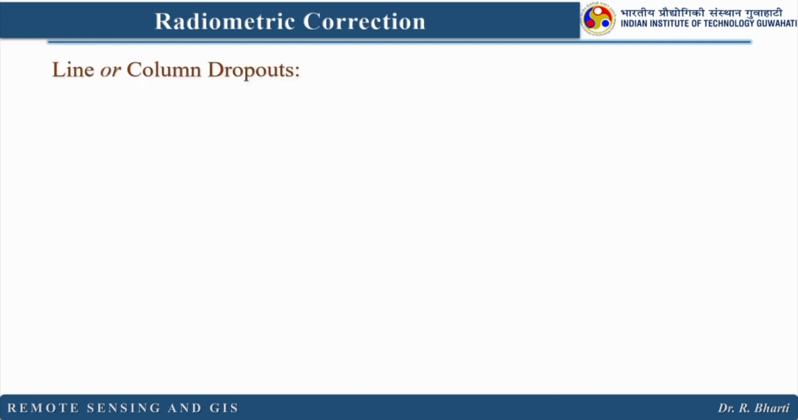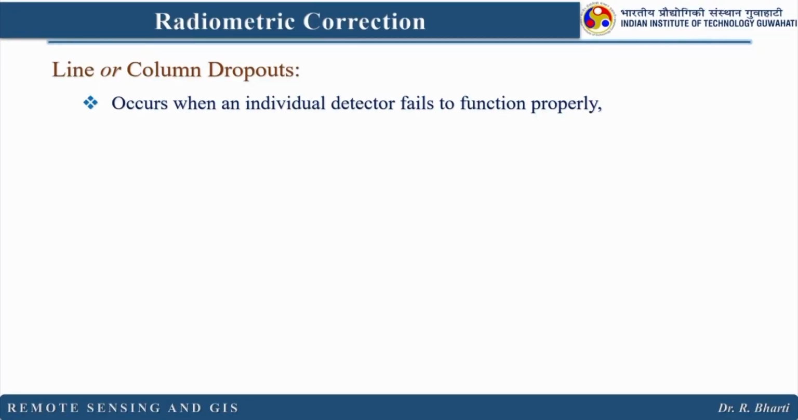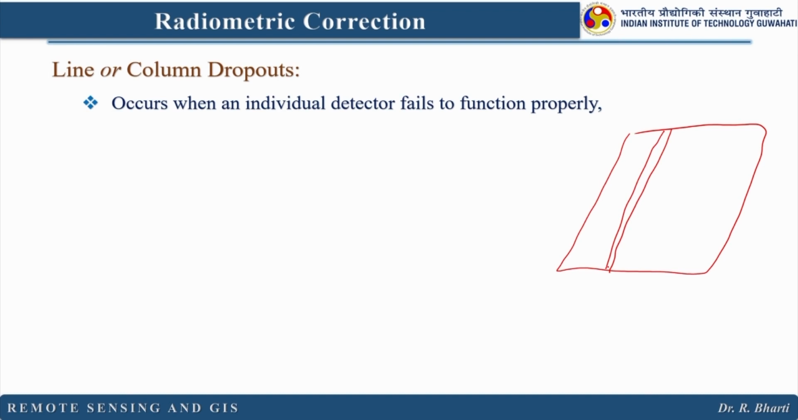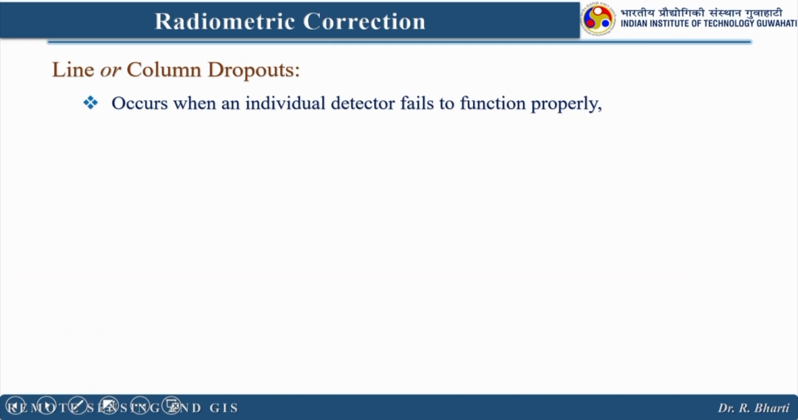Next is line or column dropout. What do you mean by line or column dropout? There we had some random bad pixels, but here it will be continuous. It occurs when an individual detector fails to function properly. So here what is happening is that you will not have any data for that particular detector, right? That particular detector has failed to record the data, and that is for the entire scene.